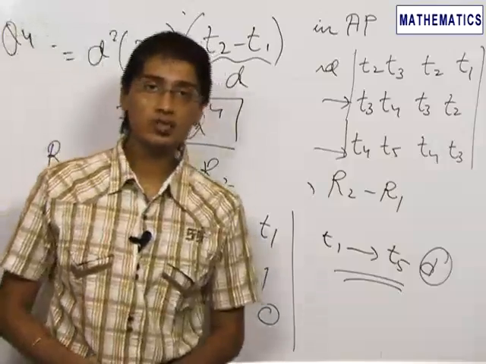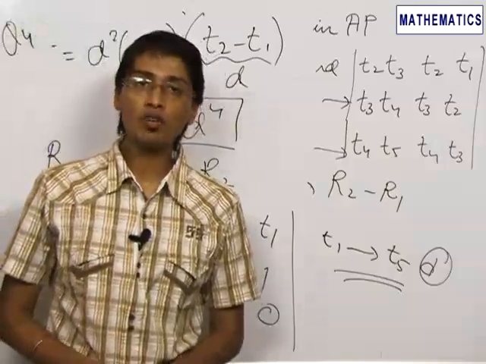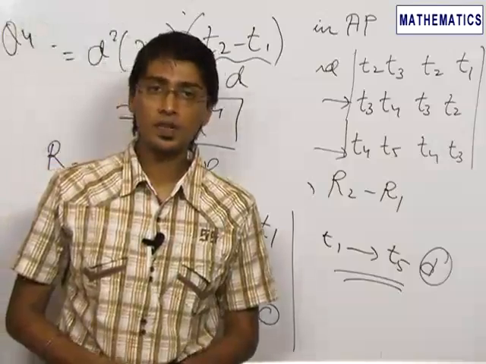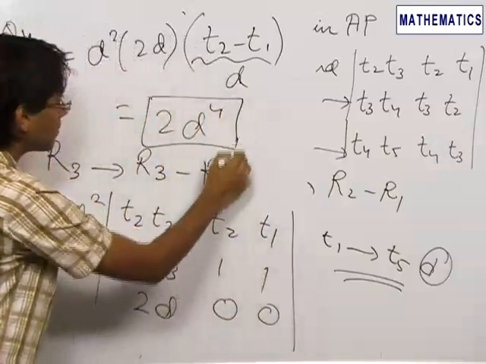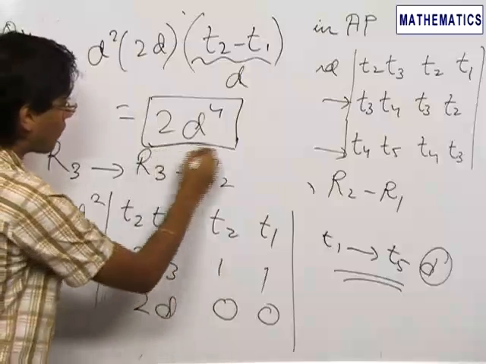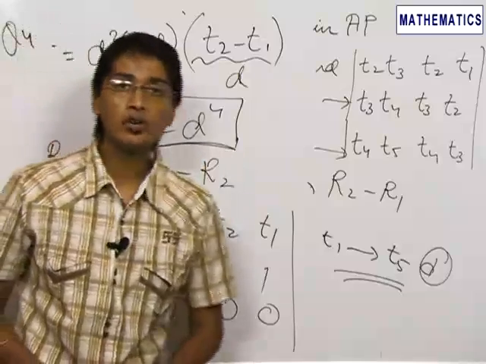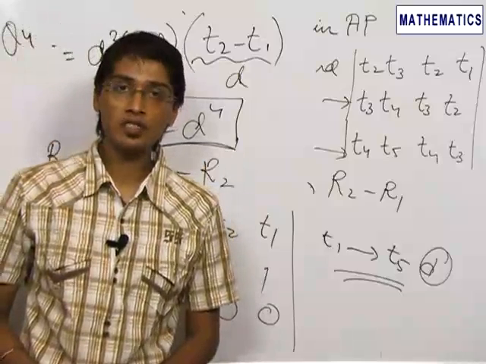So what we learned in this question again is we can use some row and column operations to ease out our problem and get the answer in a much quicker and easier way. And our final answer in this problem is 2 into D to the power 4, where D is the common difference of the given AP.